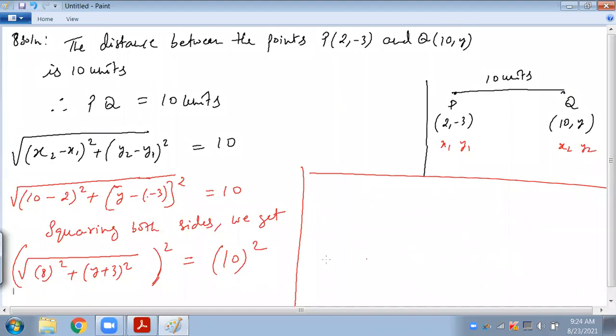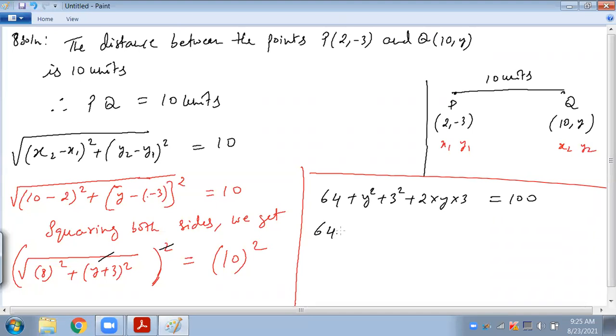Okay. Now on squaring, what will happen? The square and root will get cancelled. So what will be left? Solve it. 8 square. 8 square is how much? 64. Plus again, we have y plus 3 square. Y plus 3 square is just like a plus b whole square, so it will be a square plus b square plus 2ab. And 10 square is how much? 100. Okay, now this one we can solve it.